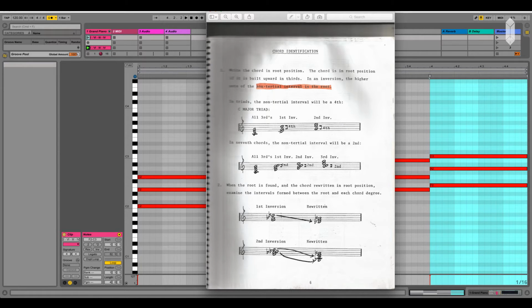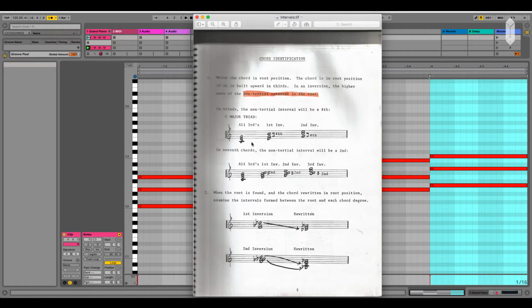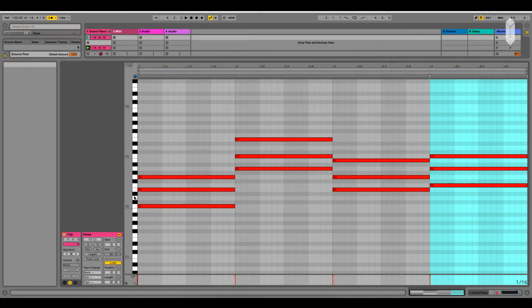As far as sheet music goes, when you have the inversions, they have it highlighted here pretty brightly, but the correct term is non-tertial. They're non-tertial intervals. And triads actually make a non-tertial interval of a fourth. So if we look here, that would be a fourth. So 1, 2, 3, 4, 5 half steps. Right? Yeah, 5 half steps basically up a keyboard.